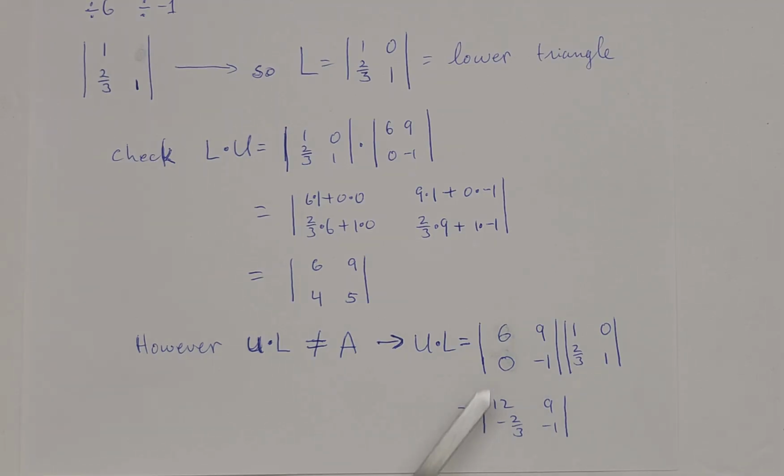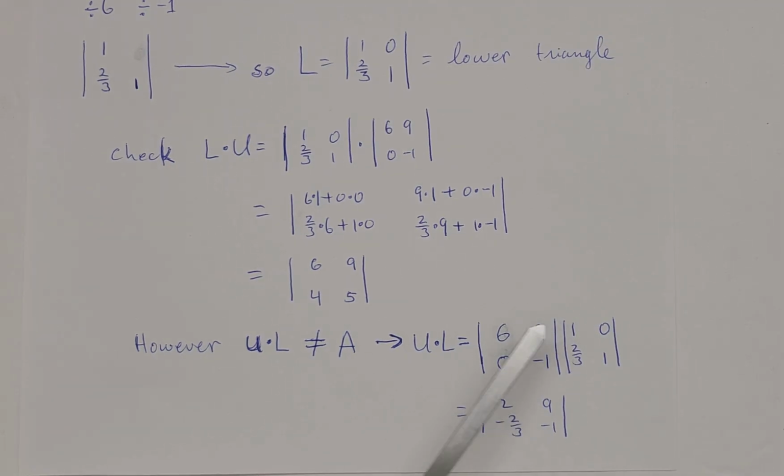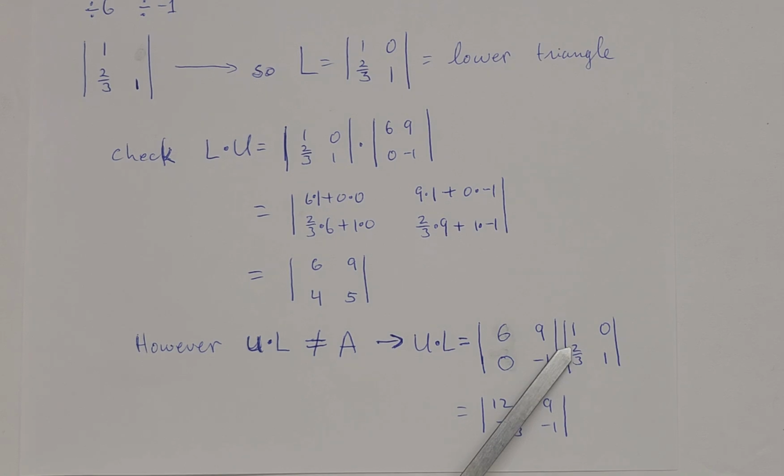Now, what I did earlier, 6 times 1 is 6. 9 times 2 is 18. 18 divided by 3 will give me 6. 6 plus 6 is 12. You can literally stop right here and notice that it is not the same. I just went further to see what this matrix comes out to be.